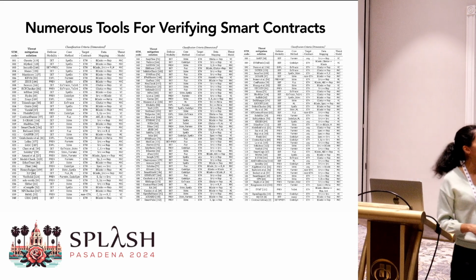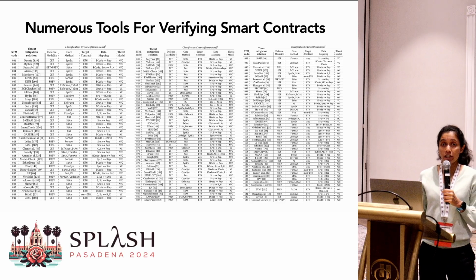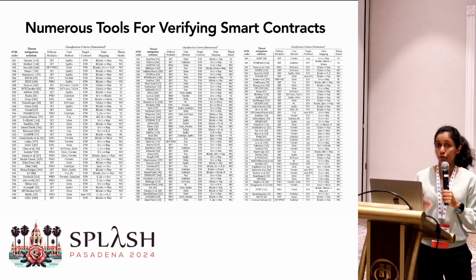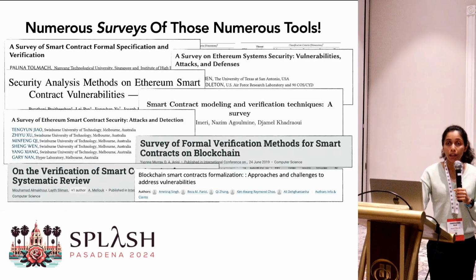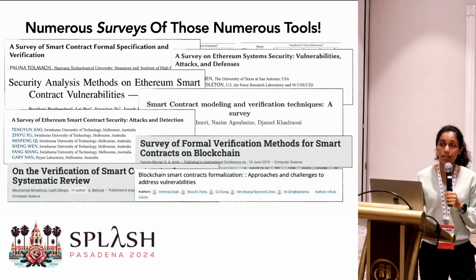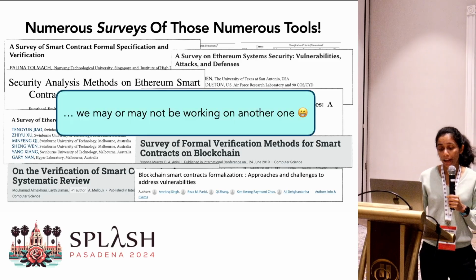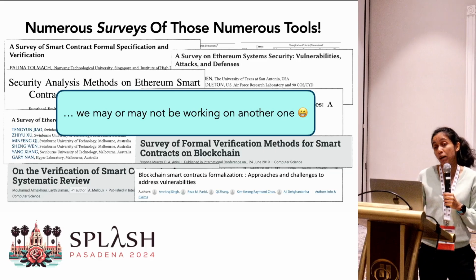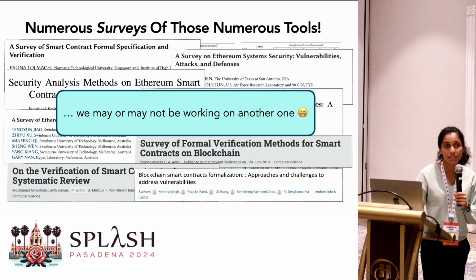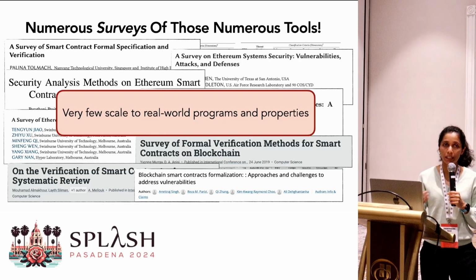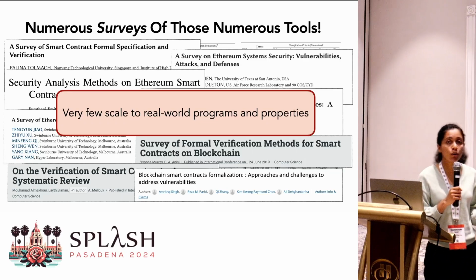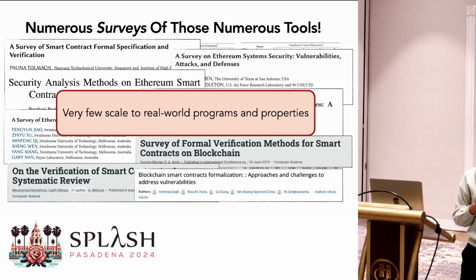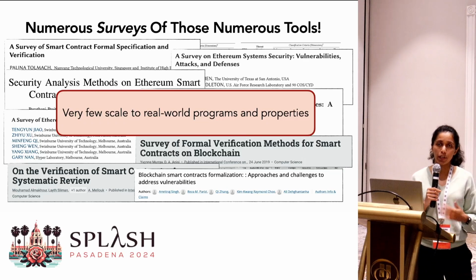In the past decade or so, numerous tools have been proposed that are finding bugs in these programs, verifying these programs, doing fuzzing, and so on. In fact, there are so many tools that there are now dozens and dozens of surveys of those tools, and more of these surveys might be coming. So this is a pretty crowded space with lots of tools and techniques proposed very often. But unfortunately, even though there are so many tools out there, it doesn't seem like they scale to verification of real-world programs, especially when verifying complex properties.